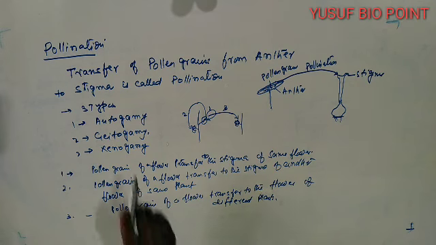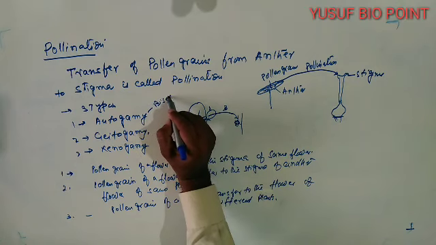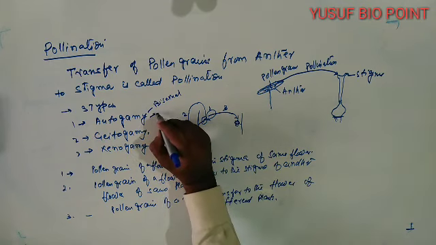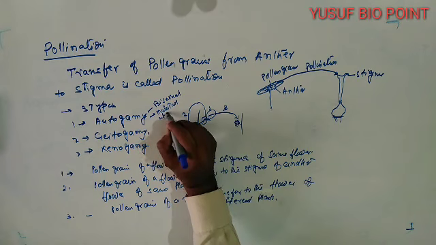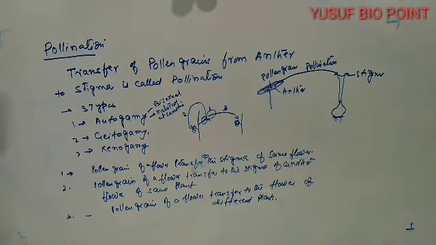And one thing you know, for autogamy, two conditions. One is flowers should be bisexual, and second should be matured at same time. Matured at same time means both anthers and pistils should be matured at the same time. So two conditions are essential for autogamy or self-pollination, and then there are the cross-pollinations.